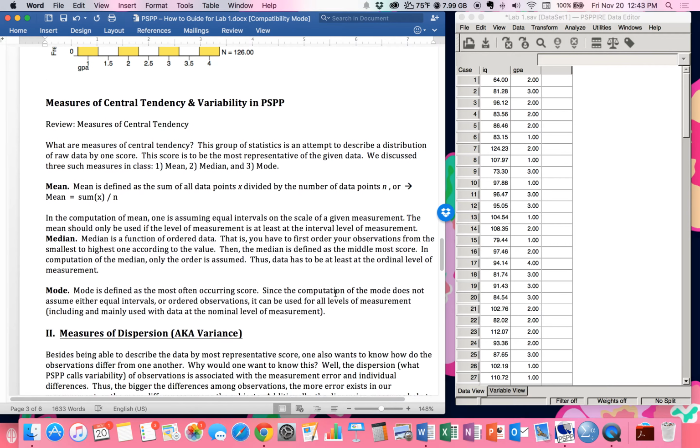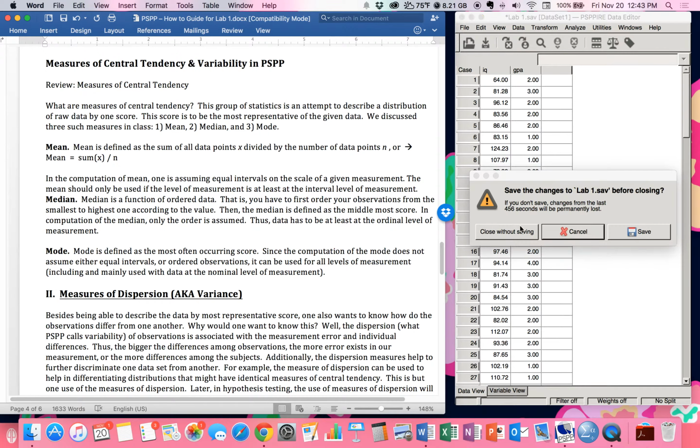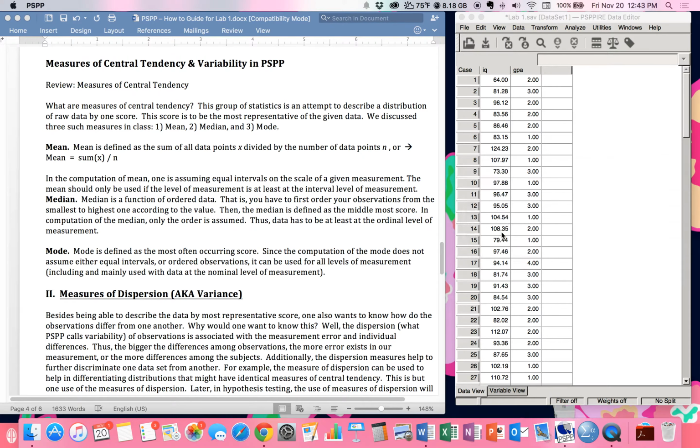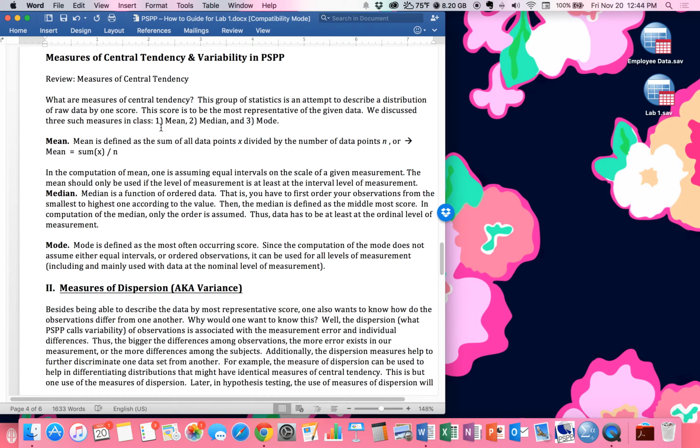So let's talk about our Chapter 3 and Chapter 4 material and how PSPP can do that for us. So again, I'm looking at my PSPP how-to guide for Lab 1, and I'm actually not going to use my Lab 1 data set anymore, so I'm going to close this, and actually I'm going to close my output as well. So remember, I always start off with a reminder, okay? Measures of central tendency, what are they? We have our mean, our mathematical average, so it's the sum of the x's divided by n. What's n? N is the number of scores or the number of people in our sample or in our data set.